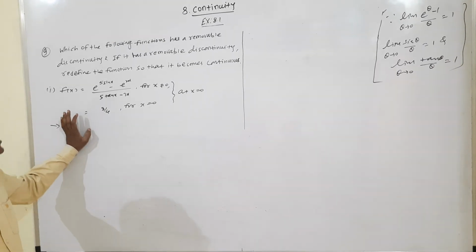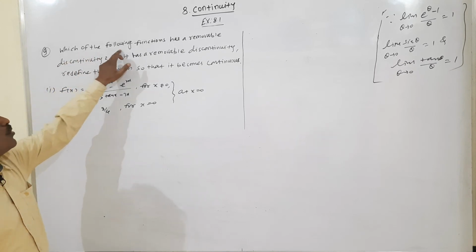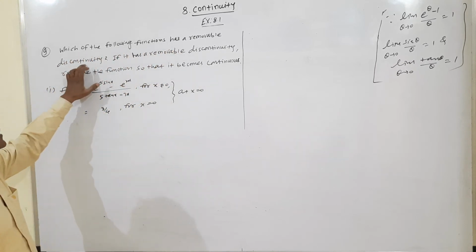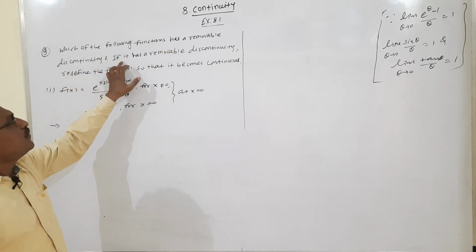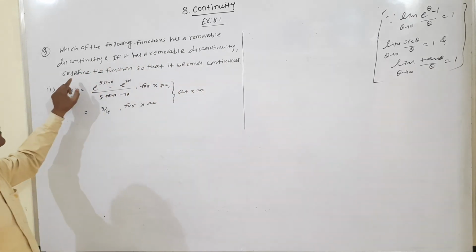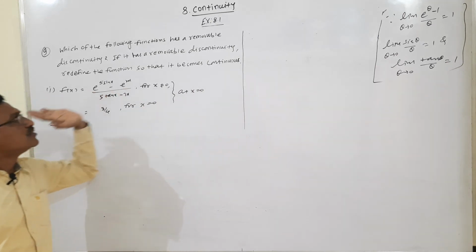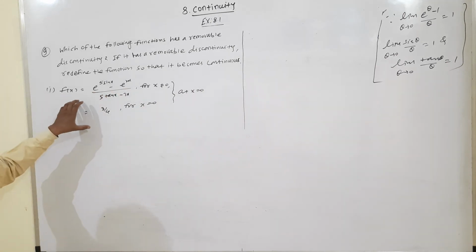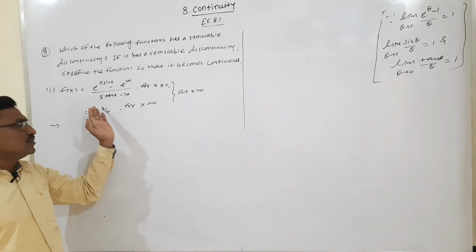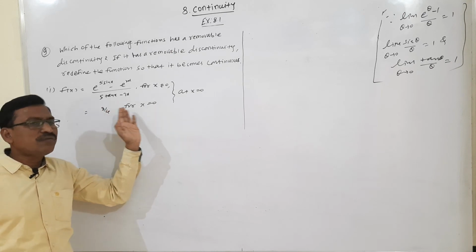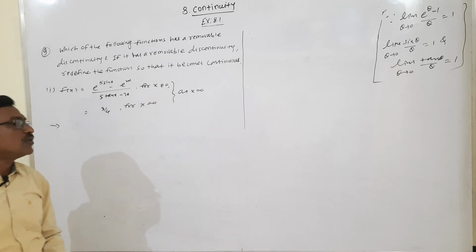So question number 9 is, which of the following functions has a removable discontinuity? If it has a removable discontinuity, then redefine the function so that it becomes continuous. So we check the continuity of the given function at the point x equal to 0 here.